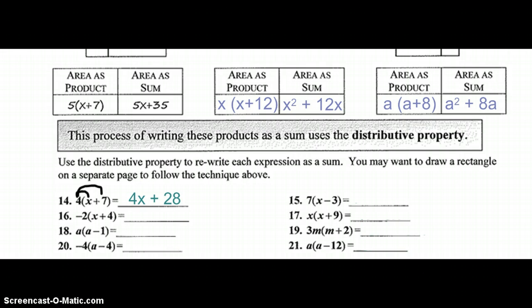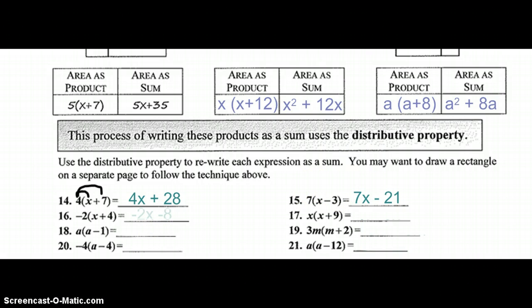Pause the video and try the next questions from 15 to 21. Then press play to check your answer. For question 15, the answer is 7x minus 21. 7 times x is 7x, and 7 times negative 3 is negative 21. Remember, subtracting 3 is the same thing as adding a negative 3. So when you're distributing, you're actually distributing and multiplying 7 by negative 3.